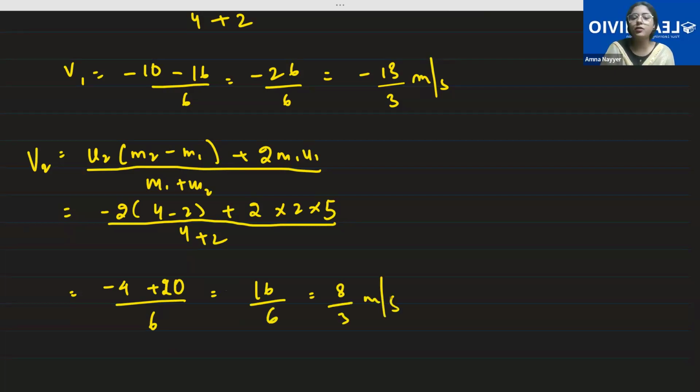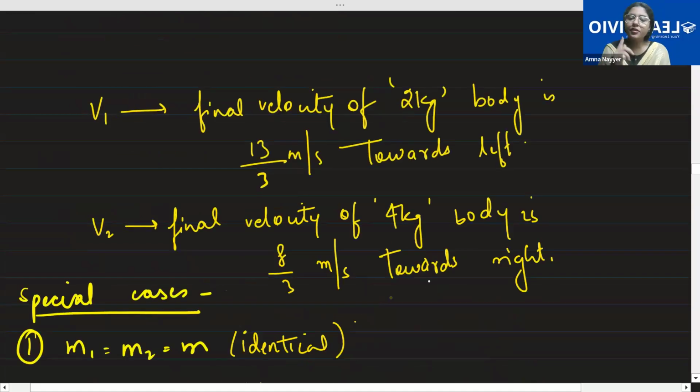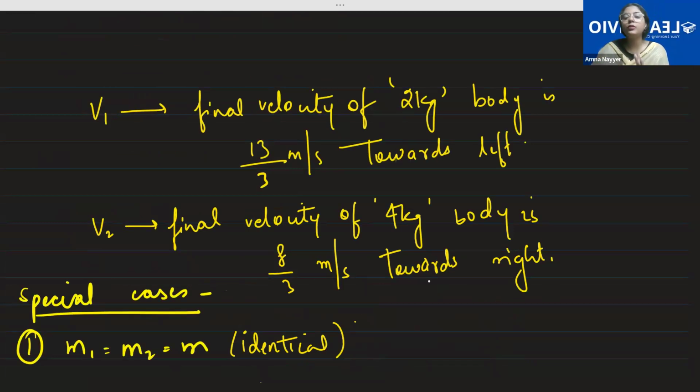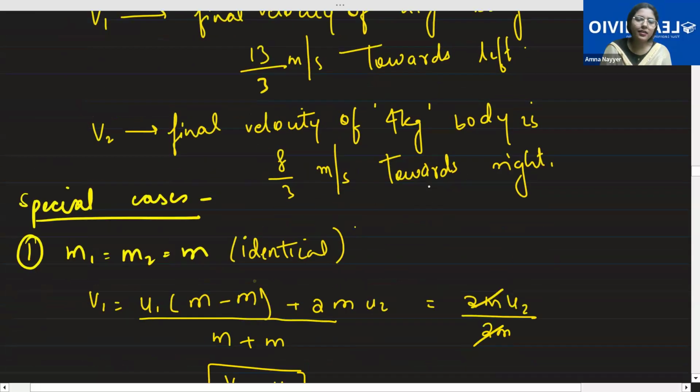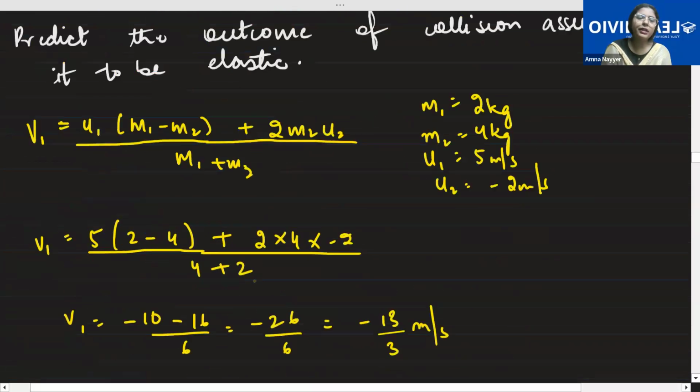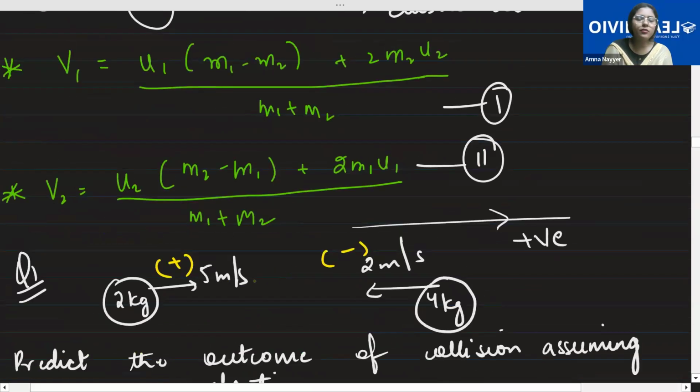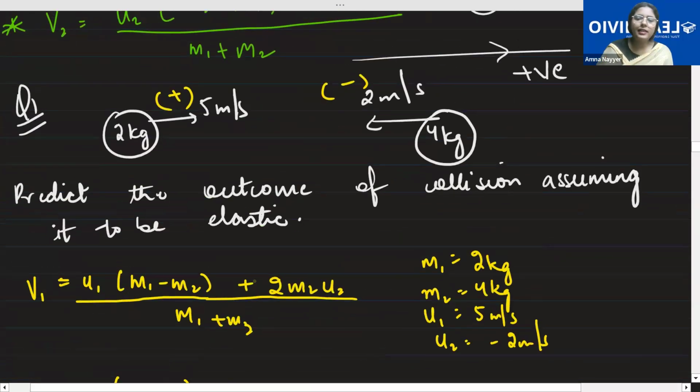Now this is coming positive, so what can we conclude? V1 is the final velocity of the 2 kg body, which is 13 by 3 meter per second towards the left, and V2 is the final velocity of the 4 kg body, which is 8 by 3 meter per second towards the right. Now, few special cases and contexts are there. Let us just complete it. First, you copy down this question till the velocity part you have already written, and I'll start with rotational motion today itself. Okay, please write it.